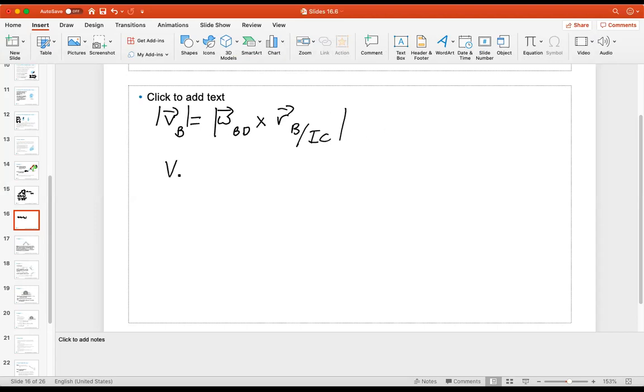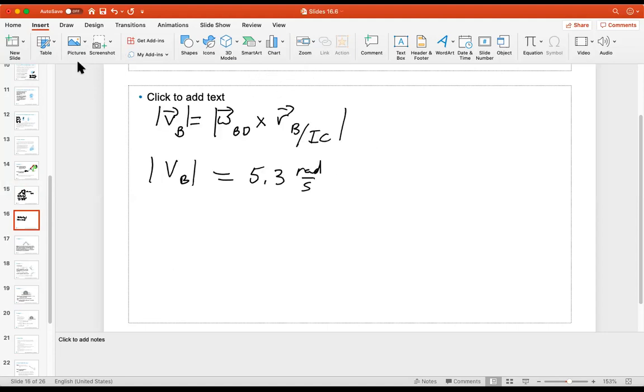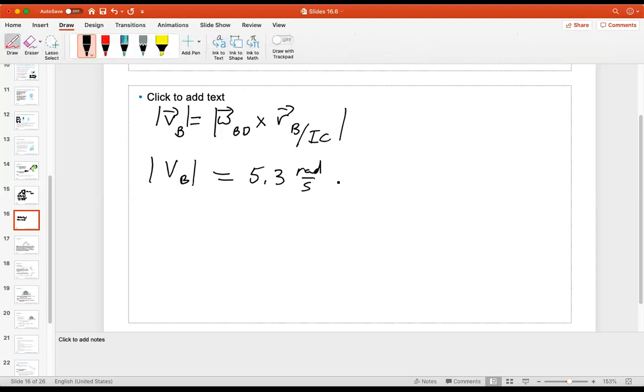And what we find is that the speed of B, the magnitude of B's velocity, is going to be the same 5.3 number times the length of the relative vector from B to the instantaneous center. Well, if I go back, I see that that vector was 0.4. So it's this times 0.4 meters. Multiplying that out, I get 21.2 meters per second.